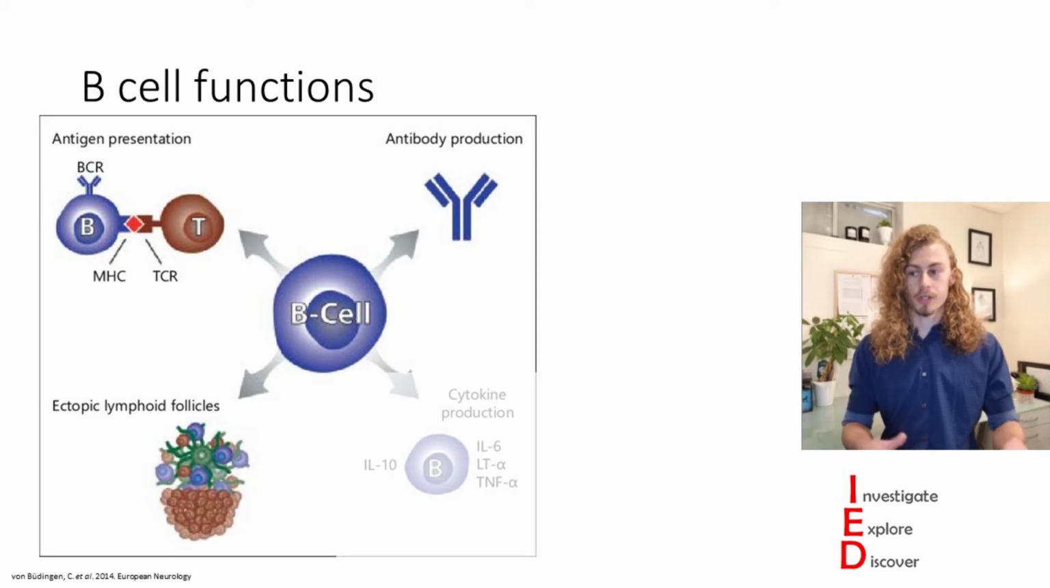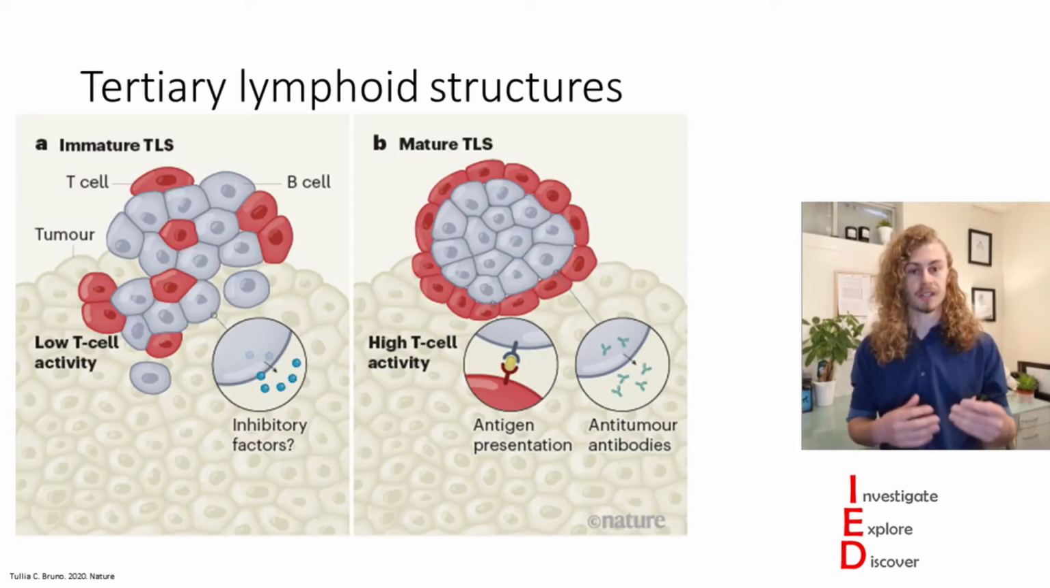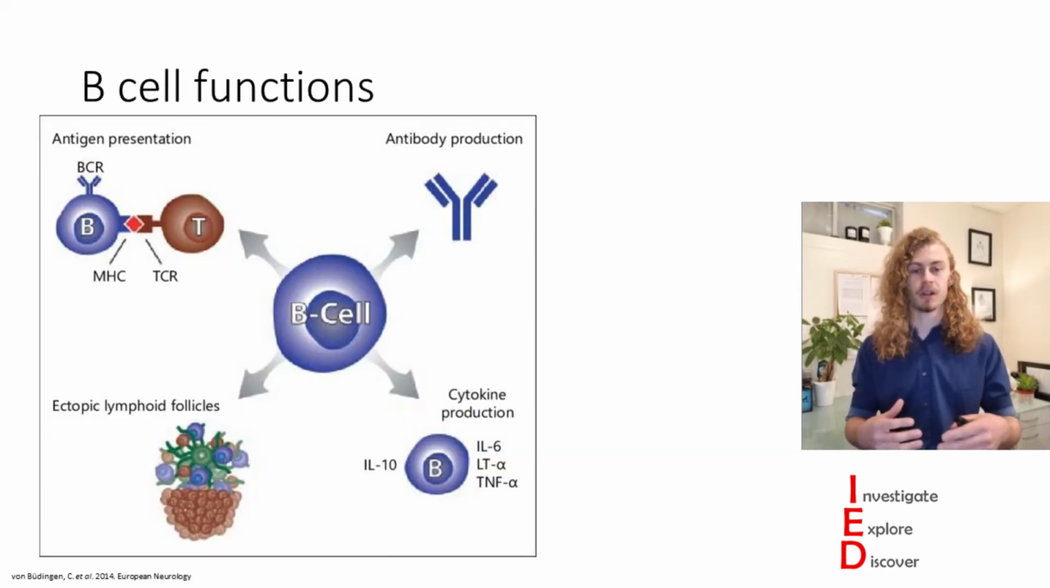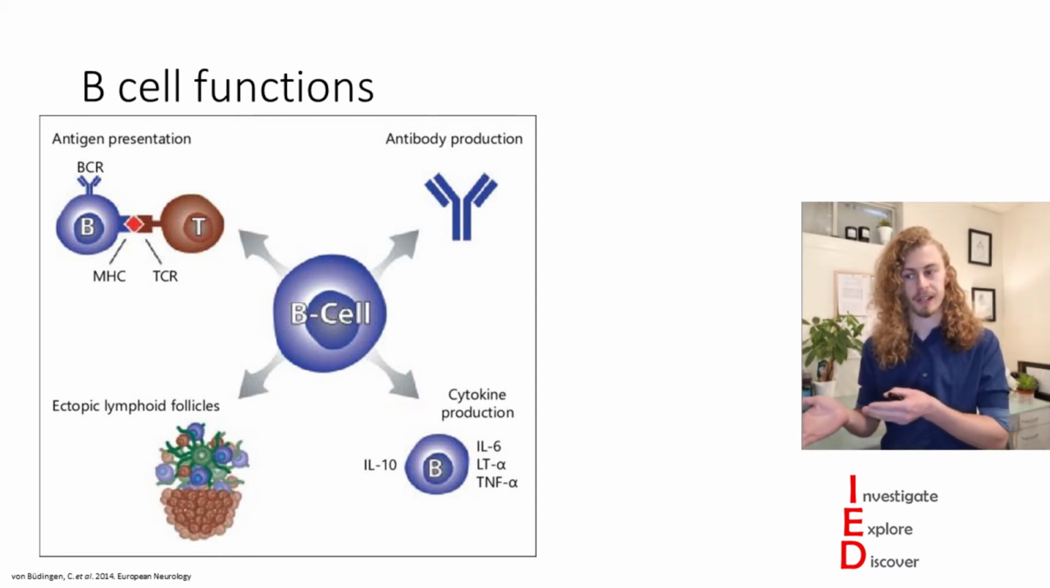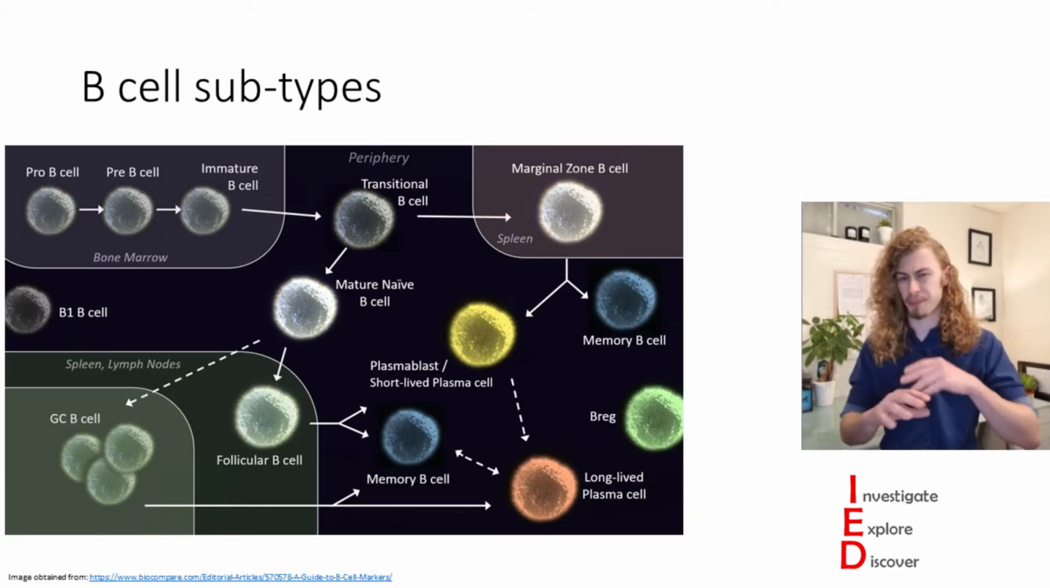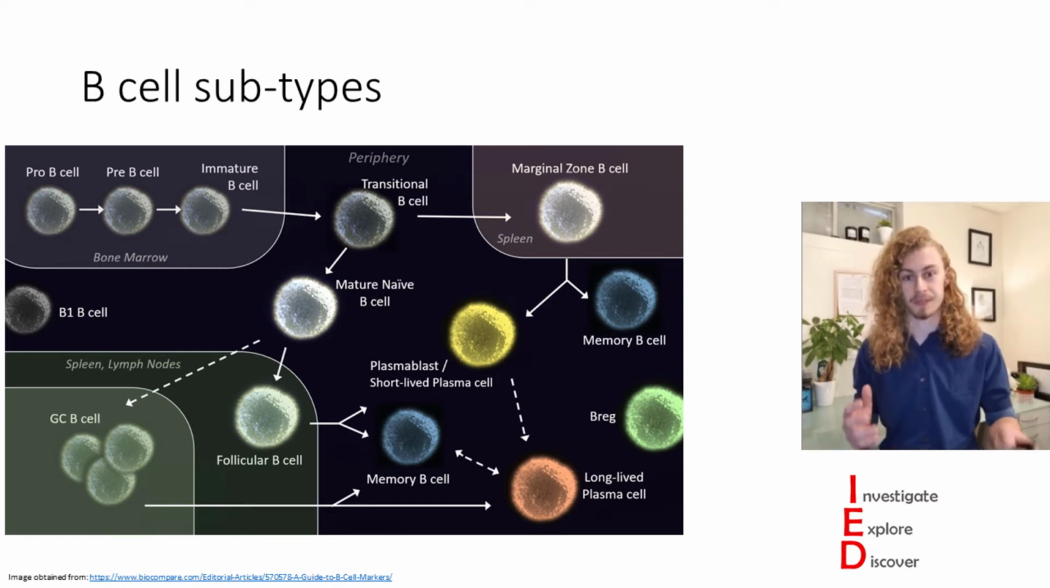B cells also contribute to ectopic lymphoid follicle creation. And these are also known as tertiary lymphoid structures. Now, tertiary lymphoid structures are similar in structure to our secondary lymphoid organs, which are our lymph nodes and our spleens. Tertiary lymphoid structures, however, develop in non-lymphoid tissues, such as sites of chronic inflammation, which includes tumors. B cells can also produce cytokines that vary in nature, whether they be anti-inflammatory, such as IL-10, or pro-inflammatory, such as IL-6 or TNF-alpha. B cells themselves are actually a pretty complex subtype that have many different types of subdivisions.